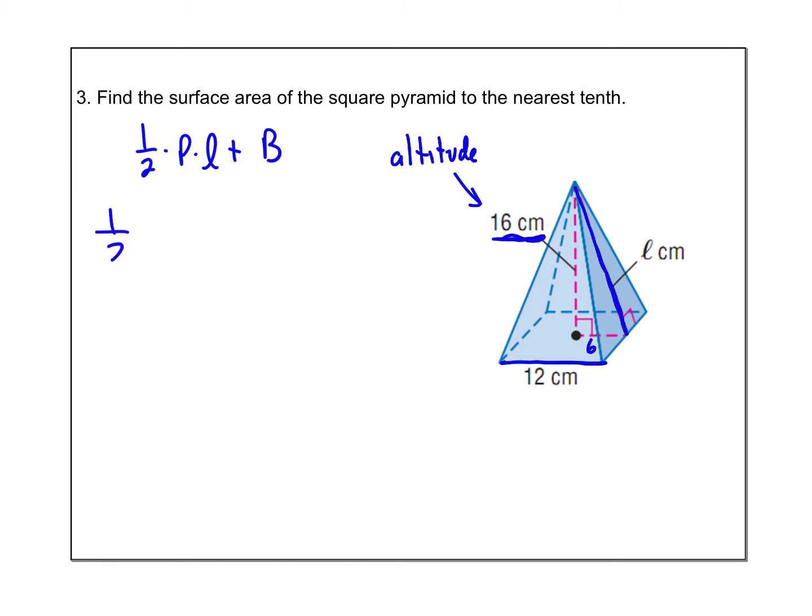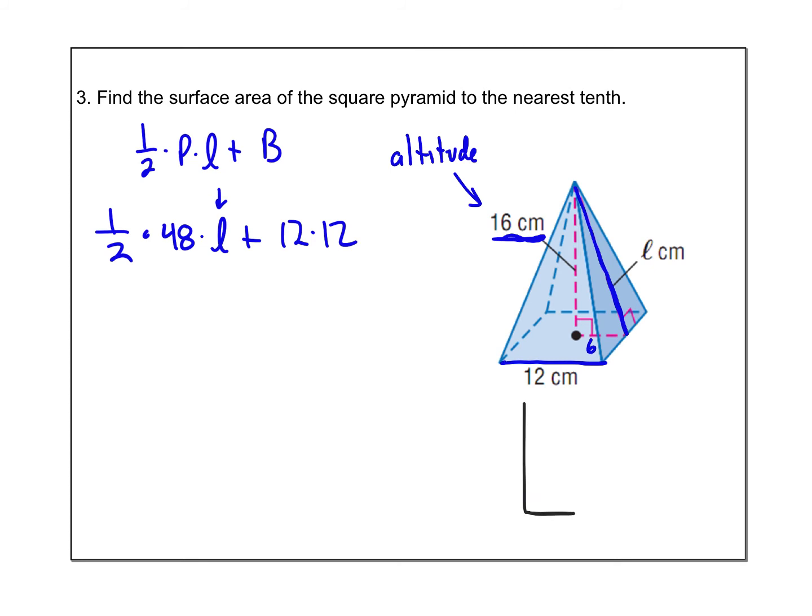Can I figure out my perimeter? Yes. 12, 12, 12, and 12 will be 48. I don't know my slant height. Can I figure out the area of a base? Yeah, it's a square, so 12 times 12. So now I need to figure this out, my slant height. Okay? How I can do that is this.